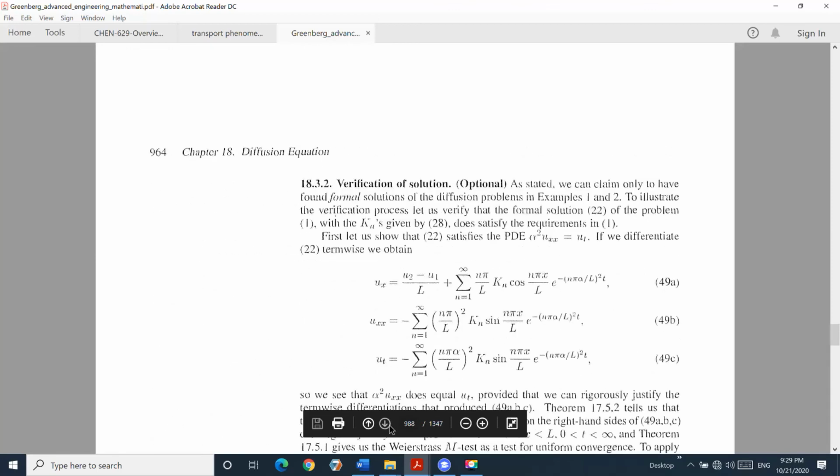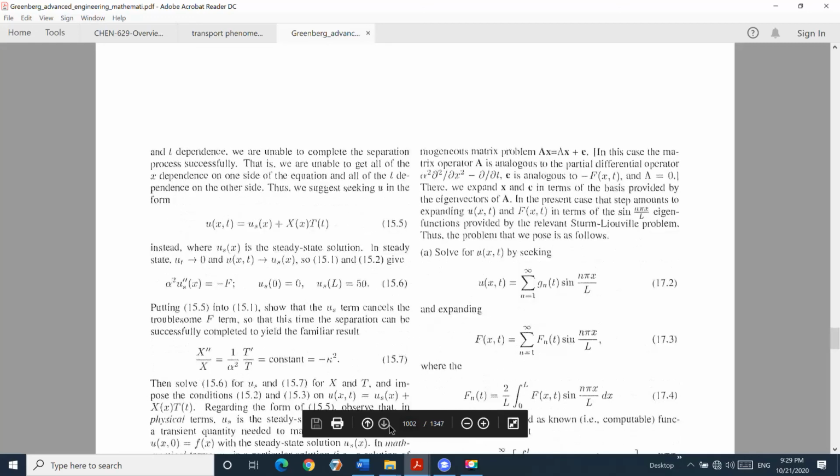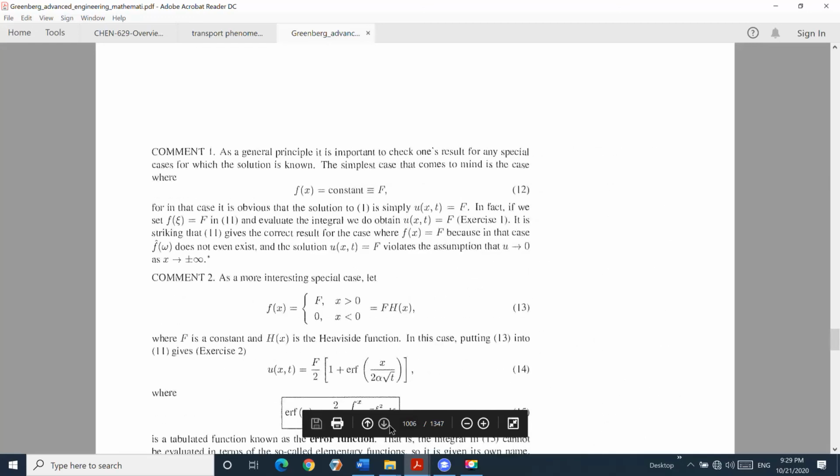So this book also has other chapters like chapter 19, chapter 20, chapter 21, chapter 22, chapter 23, and chapter 24. But I just want to stop here. I think this review is enough now.